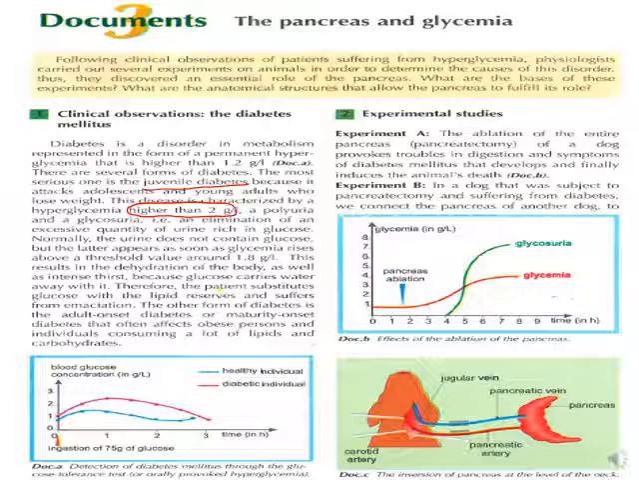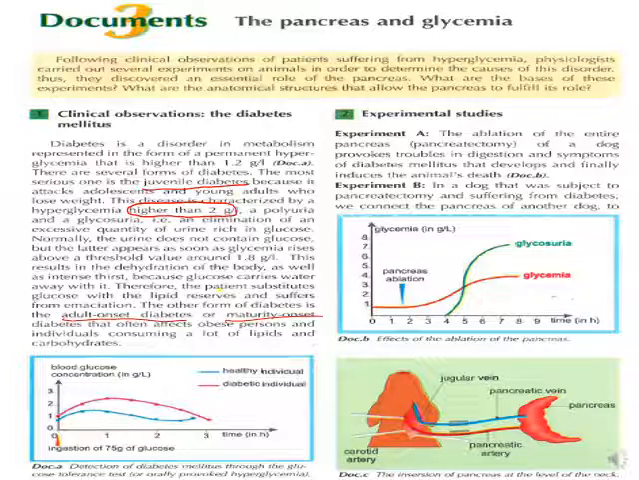This results in the dehydration of the body as well and intense thirst because glucose carries water away with it. Therefore, the patient substitutes glucose with the lipid reserves and suffers from emaciation. So the other form of diabetes is the adult onset diabetes or maturity onset diabetes. This one often affects obese persons and individuals consuming a lot of lipids and carbohydrates.